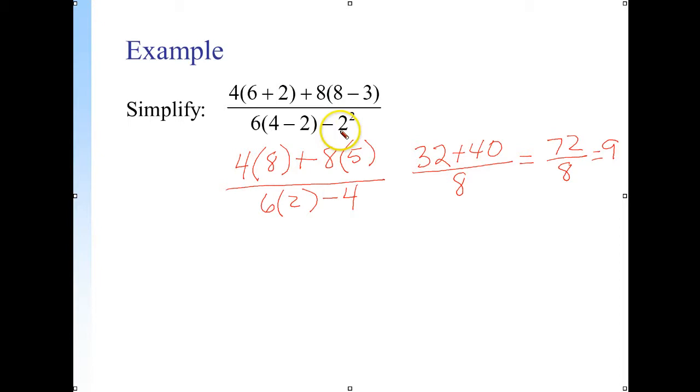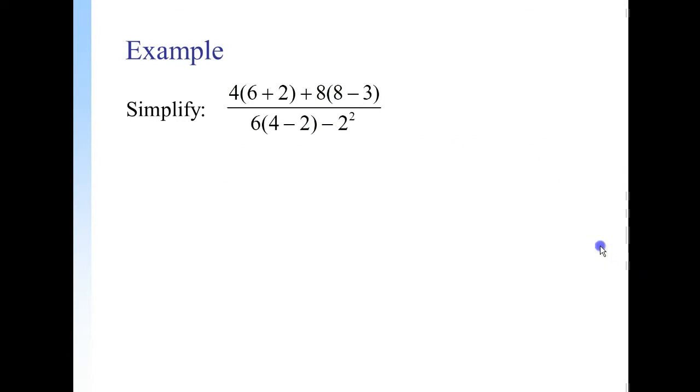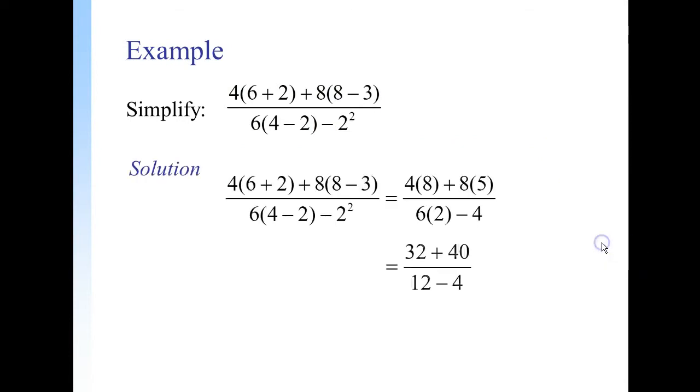And now here this is tricky. The only thing that's squared here is the 2, not the negative. So this is a negative 4. This is a spot you need to be careful of. It's a little tricky. And that will be 12 minus 4 is 8. So 72 divided by 8 is 9. Okay. And there we go. Okay, that'll wrap this up, and not too long.